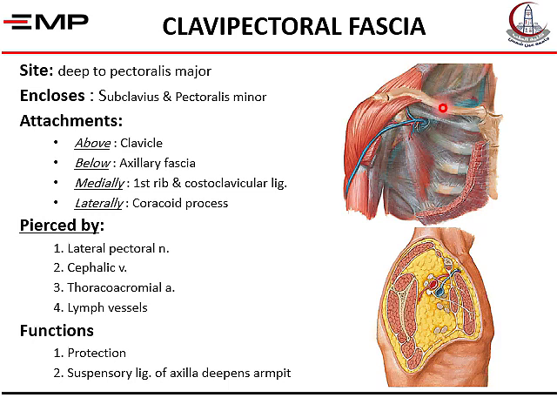Medially, in the part between the subclavius and pectoralis minor, it is attached to the first rib and costoclavicular ligament here, and laterally it is attached to the coracoid process. This part is called costocoracoid membrane. This part is pierced by many structures. One structure from each different structure, like one nerve, one artery, one vein, lymphatics. So let's see what they are.